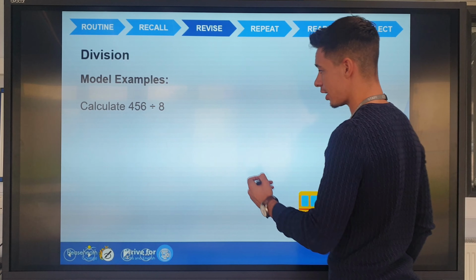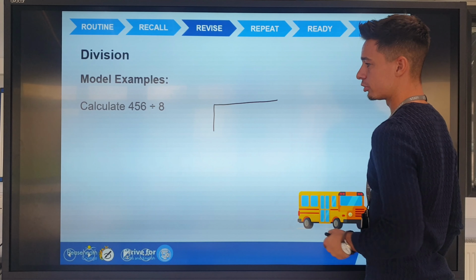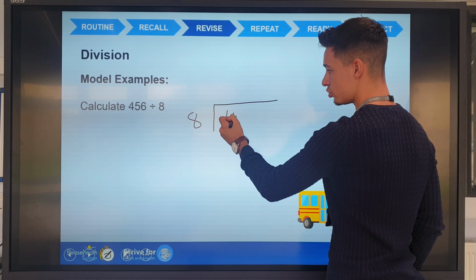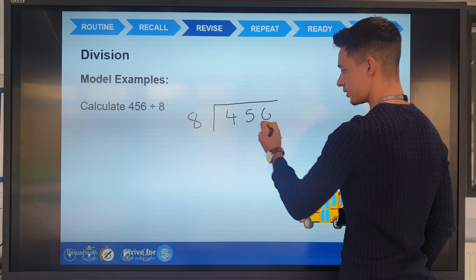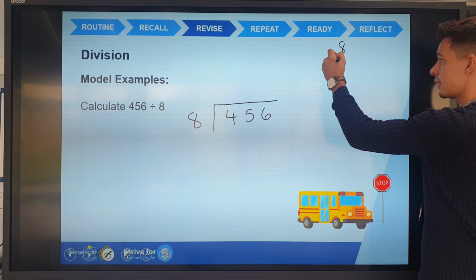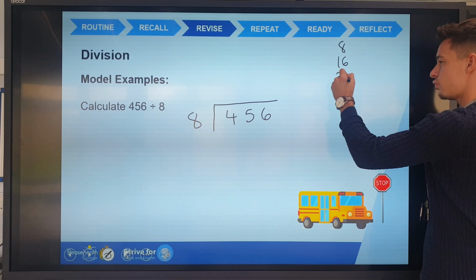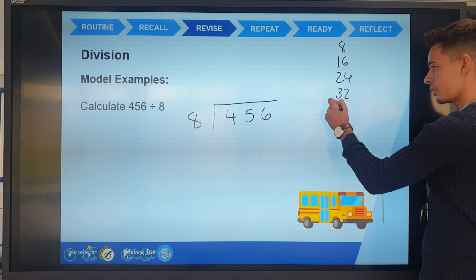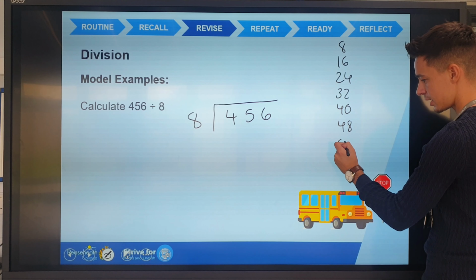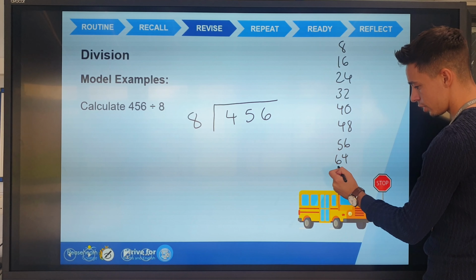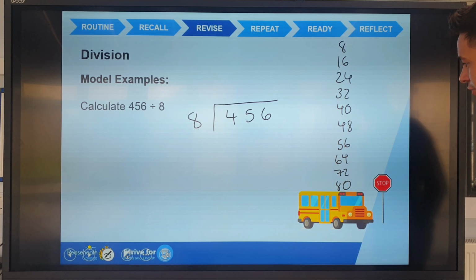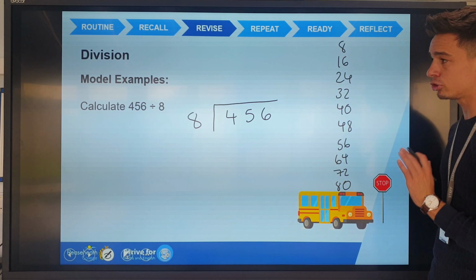456 divided by 8. So, step 1, bus stop. 8 goes on the outside because we're dividing by 8. 456 goes on the inside. Next step, 8 times table down the side. So, 8, 16, 24, 32, 40, 48, 56, 64, 72, and 80. Just on top of the bus there. So 8 times table, done.